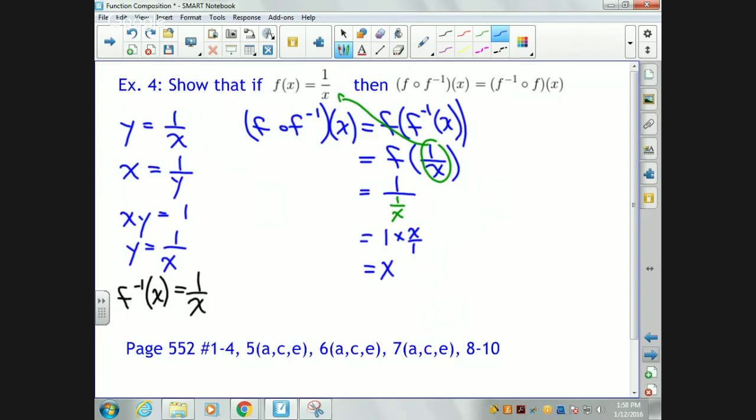So we've just figured out what f composed with its inverse looks like. Now let's go the other way and look at what f inverse composed with f looks like.